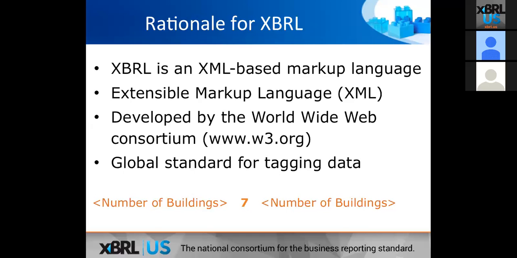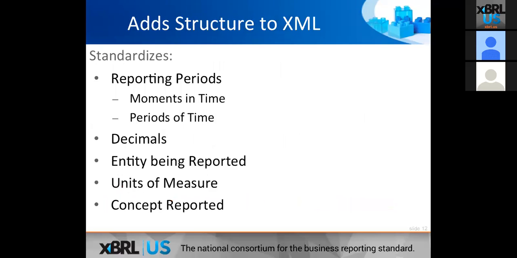Okay, so how does XBRL factor into that? XBRL is kind of layered on top of XML, and it adds structure to XML to establish standard ways to report information that you typically find in financial data. Things like reporting periods. Is it a moment in time or a period in time? Decimals, the entity being reported, the units of measure. Is it US dollars? Is it euros? What's the concept reported, and what's the definition of that concept? So XBRL has been developed as a way of standardizing certain pieces of information that are commonly found in financial data.